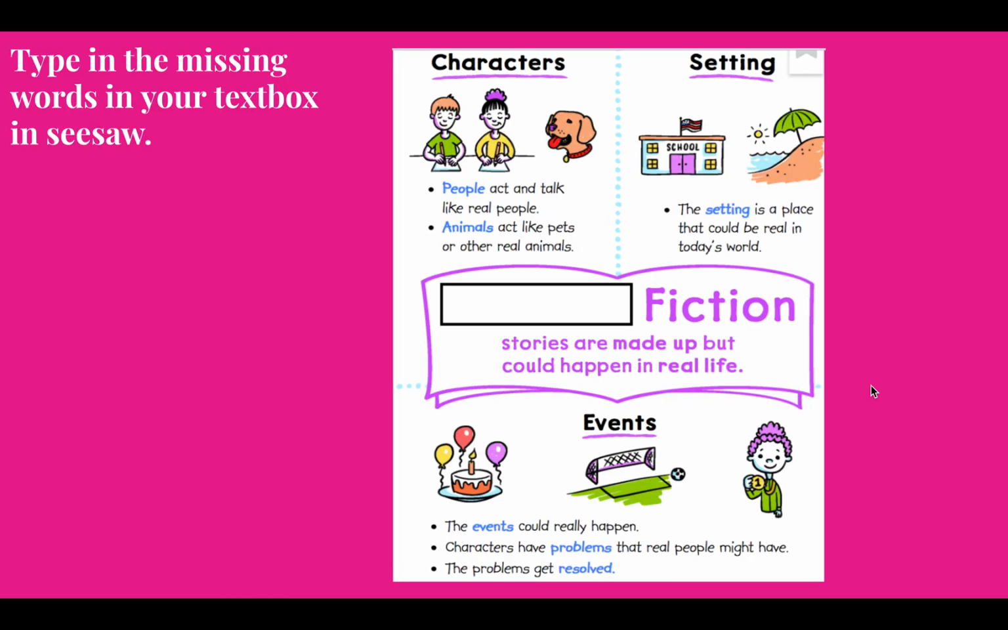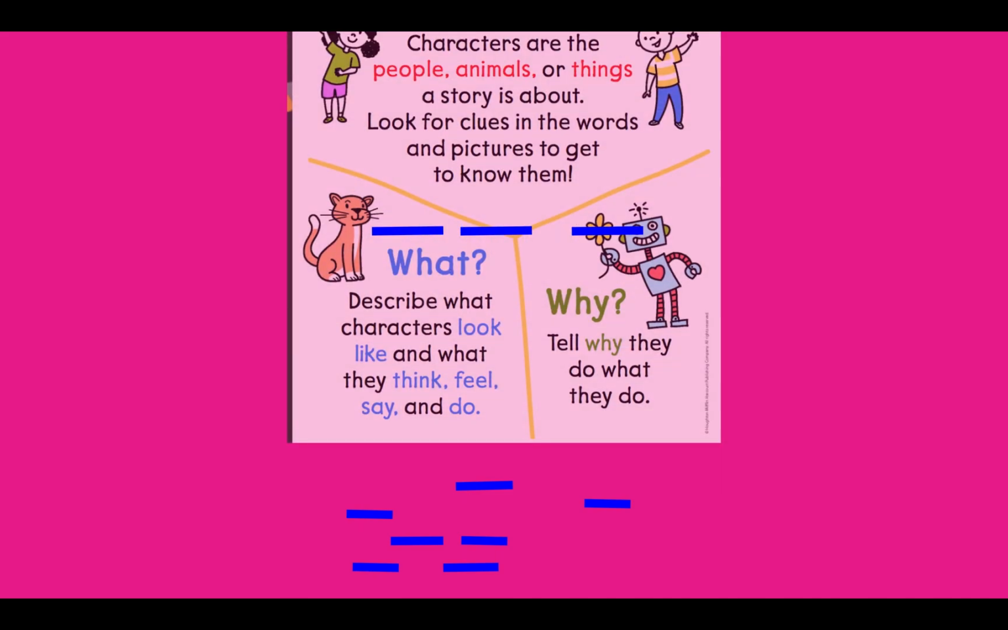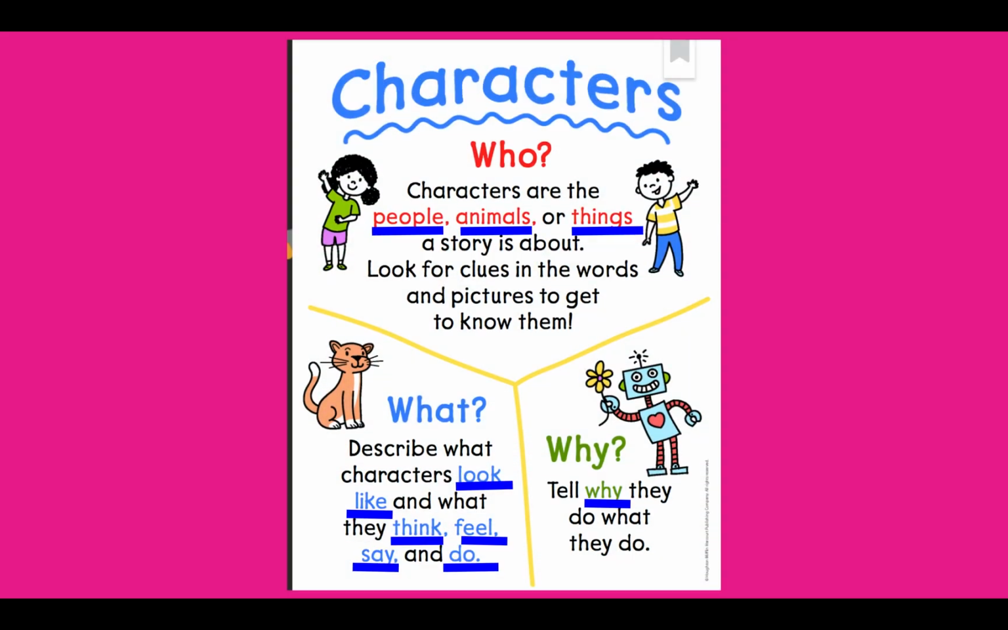Now, let's move on to the next one. So this is a really important story element. Characters. Who? Characters are the people, animals, or things a story is about. Look for clues in the words and pictures to get to know them. What? Describe what characters look like and what they think, feel, say, and do. Why? Tell why they do what they do.